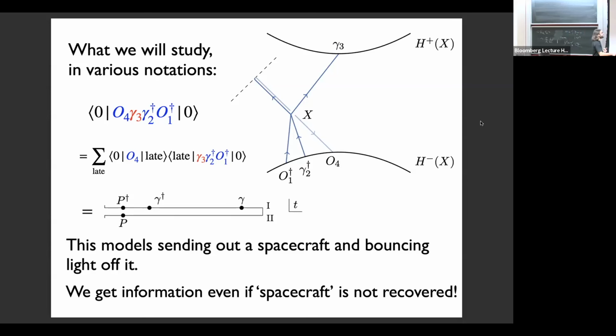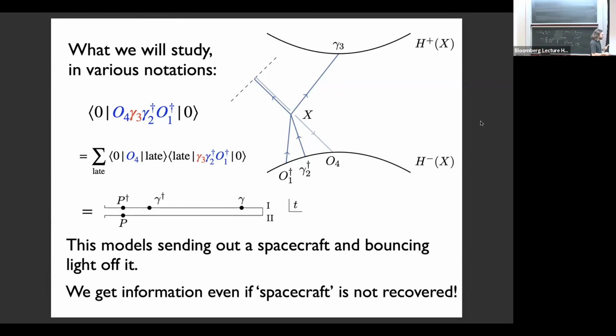So this is like sending out a spacecraft and bouncing light off it. It's a very simple experiment that's modeled by that. And as I said, you get the information even if you don't recover the spacecraft. It's like how we learn right now about the geometry of the solar system by communicating with the Pioneer spacecraft. We don't have to go back and get the spacecraft to get the information. Just getting the reflected light is enough. So that's the philosophy of this experiment.